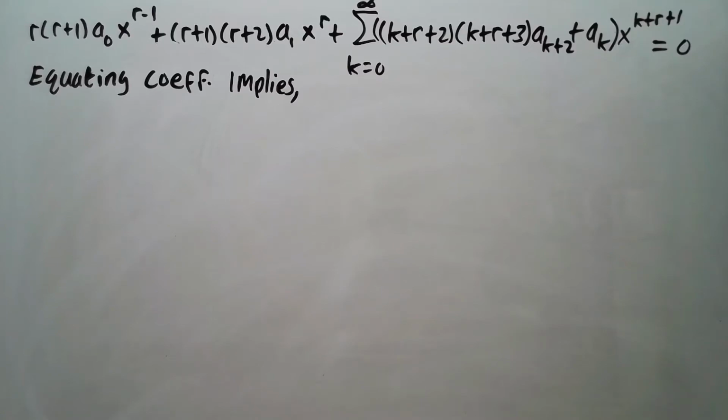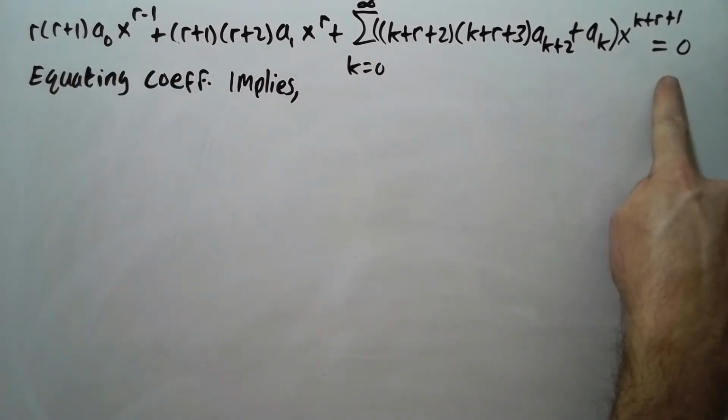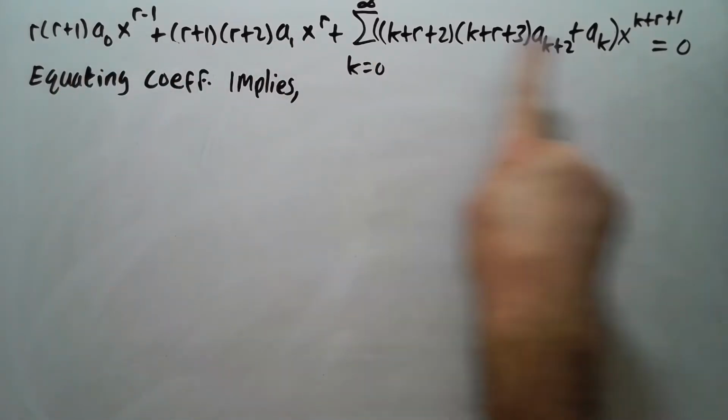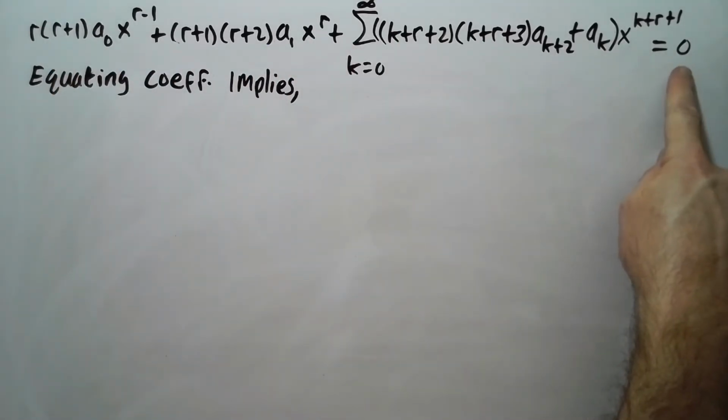Okay, so this is part 2 of the video. In part 1 we left off at this point here. When we plugged our series into the differential equation and simplified, we ended up with this result here. This has to equal 0.